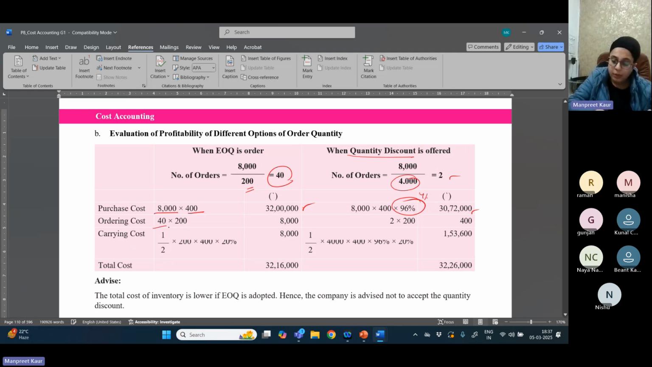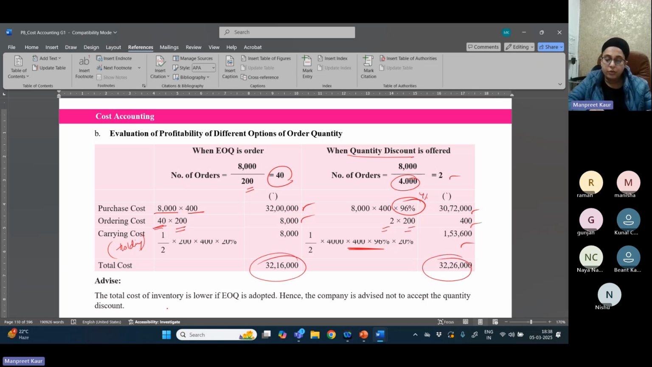Ordering cost is 40 orders into 200 rupees. Here, 2 orders into 200 rupees, so ordering cost is 8,400. Carrying cost is half EOQ 200 multiplied by C into S, 400 into 20%. Here, considering the 400 with the quantity discount, the holding cost, the storing cost, comes to 1,53,600. Total cost is this.